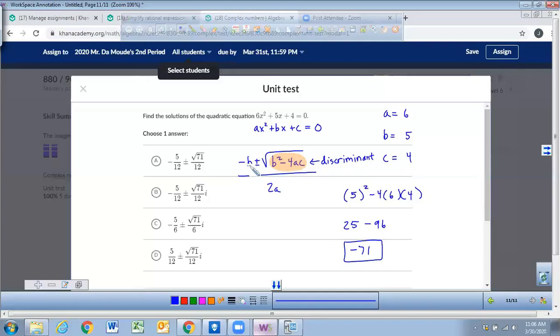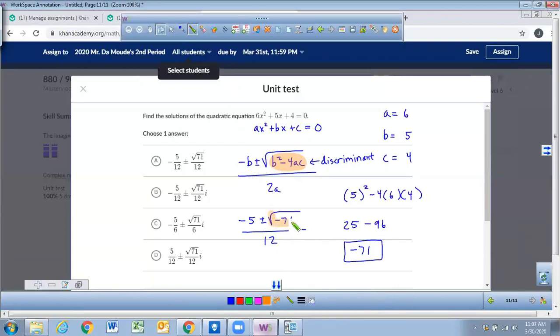So here's what we're going to do. We're going to plug numbers in. It says negative b, so we're going to plug in a negative 5 for our b value, plus or minus the square root of negative 71, all over 2 times my a value. Now 2 times 6 is 12, so I'm just going to put the number 12. Here's the problem. This is not a real number. So we have to know how to simplify the square root of negative 71. Okay?